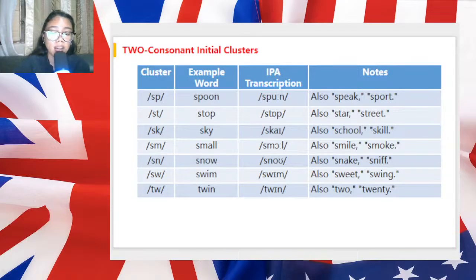All right. I see the slide continues our explanation of two consonant initial clusters. Let's have how many? Let me check. It's not here.